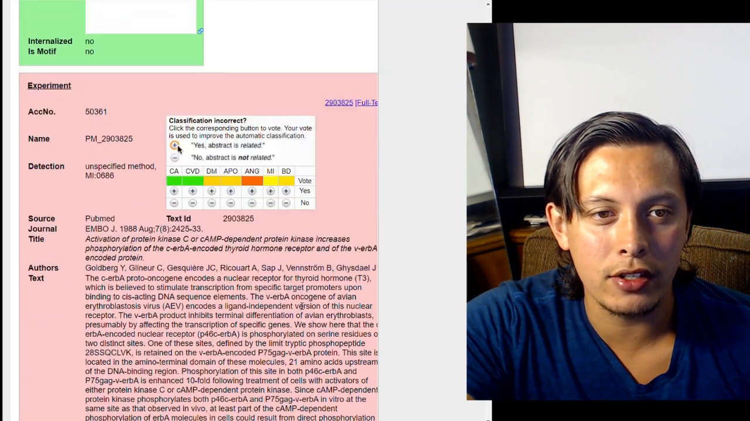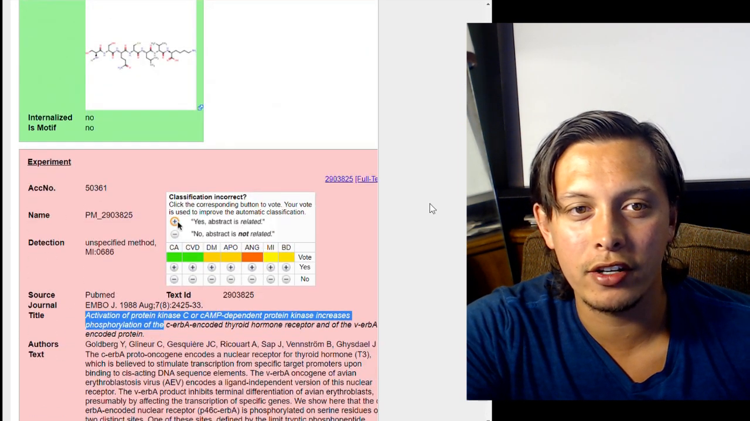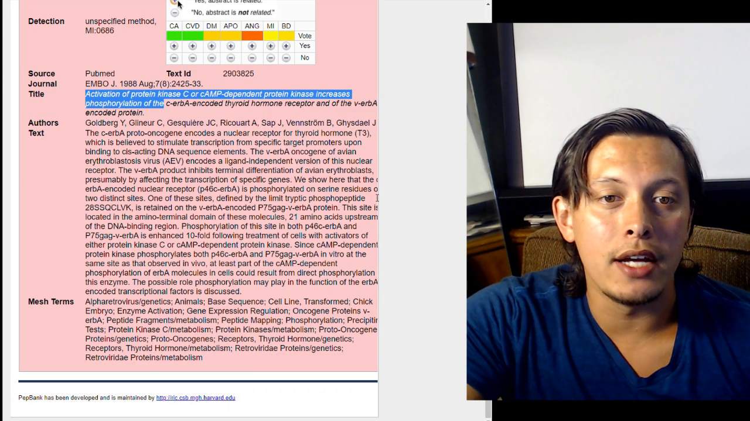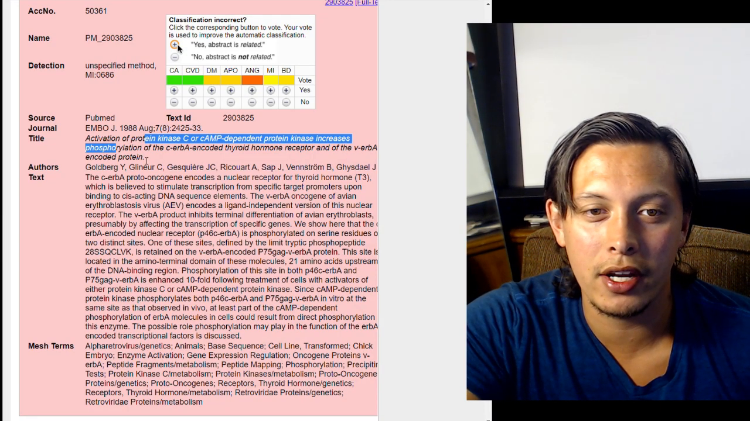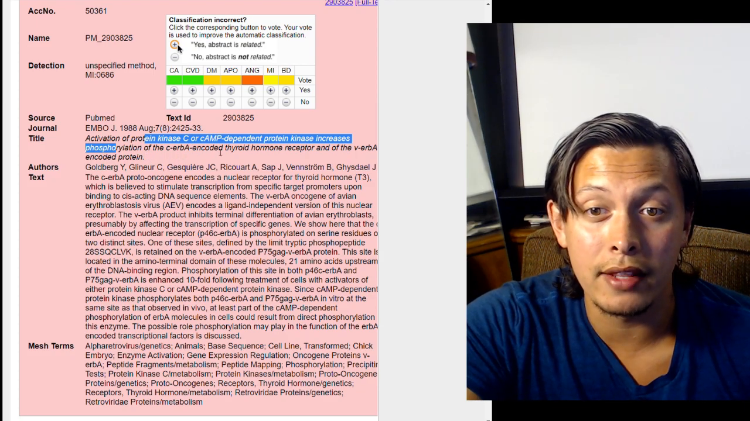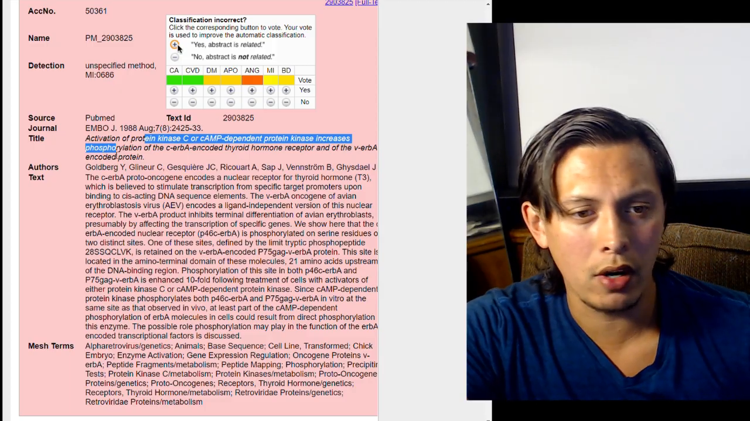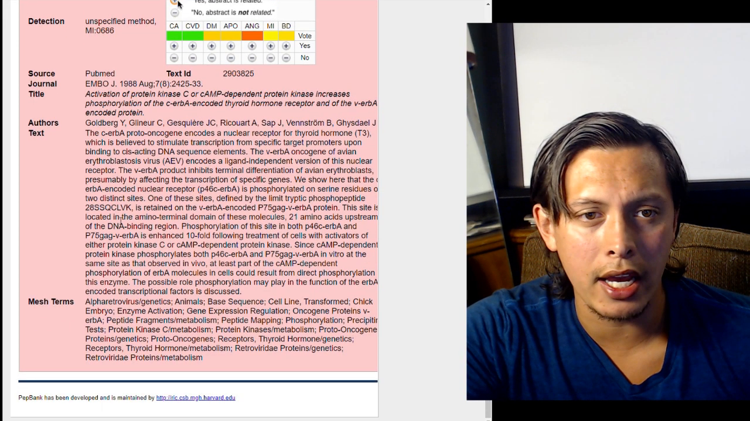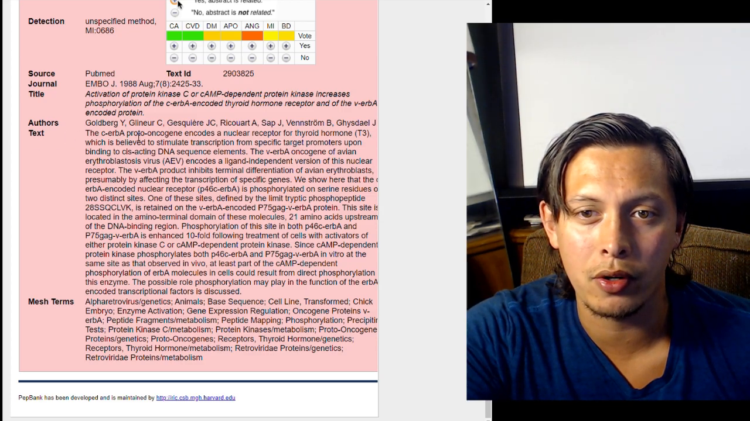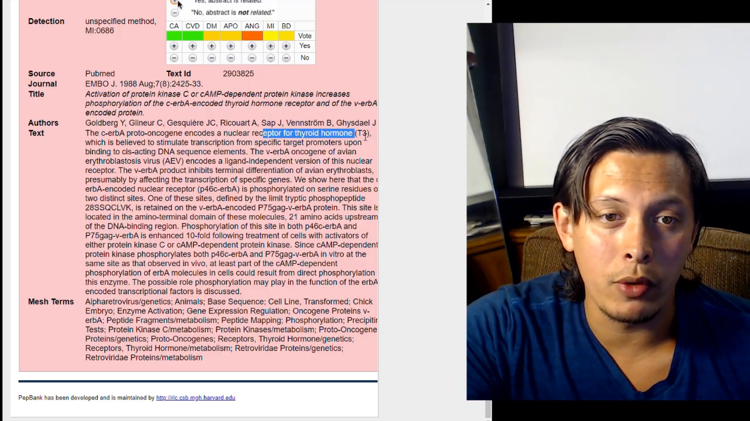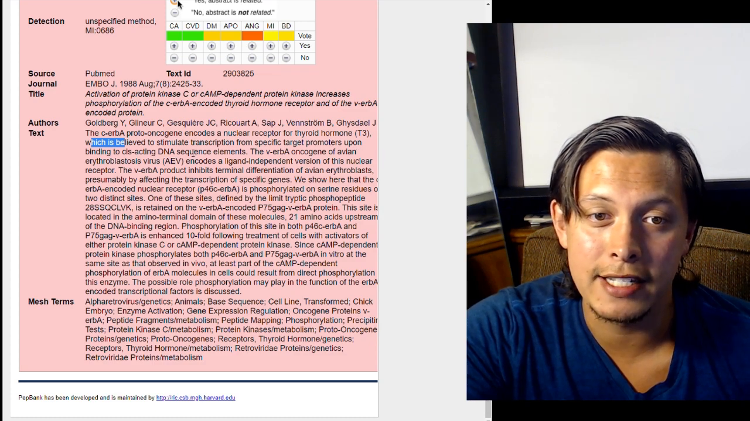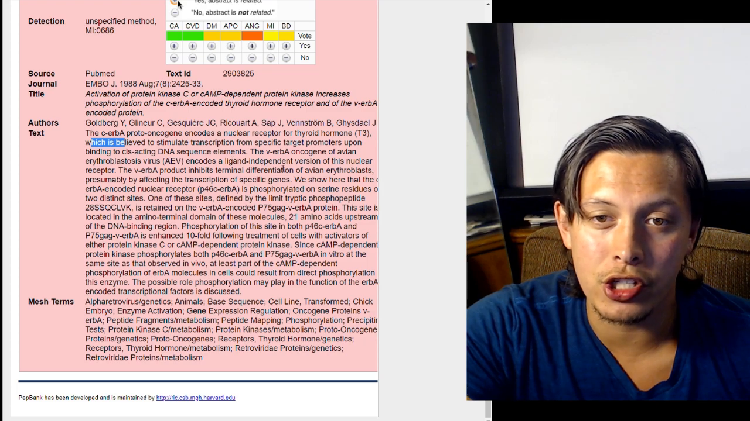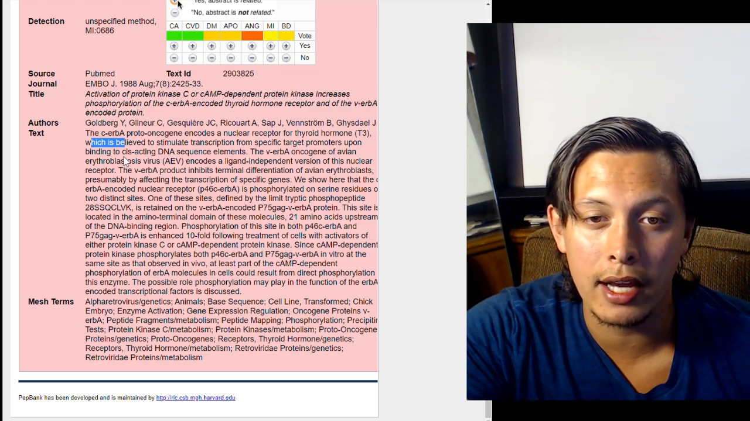And going down here, this is an abstract where someone had done some experiment on this particular peptide. And so here it's activation of protein kinase C, or cAMP-dependent protein kinase, increases phosphorylation of the c-erbA encoded thyroid hormone receptor and the v-erbA encoded protein. So I'm going to try to understand this in the few minutes that I can. The c-erbA proto-oncogene encodes a nuclear receptor for thyroid hormone, T3, which is believed to stimulate transcription from specific target promoters upon binding to cis-acting DNA sequence elements. The v-erbA oncogene of avian erythroblastosis virus, or AEV, encodes a ligand-independent version of this nuclear receptor.